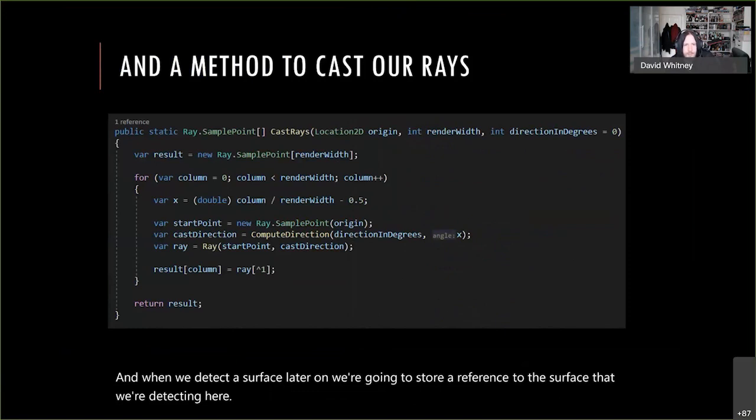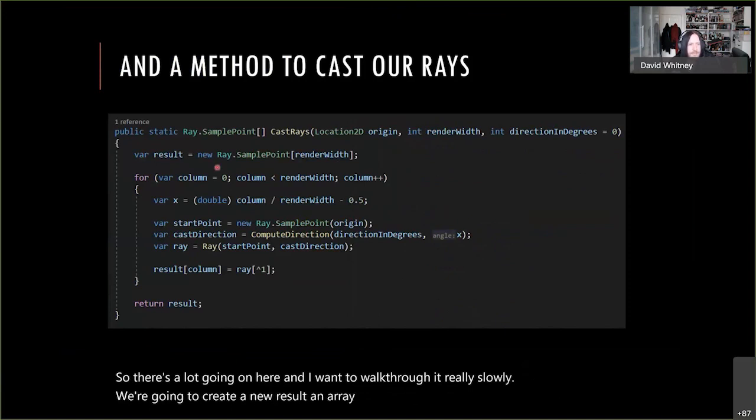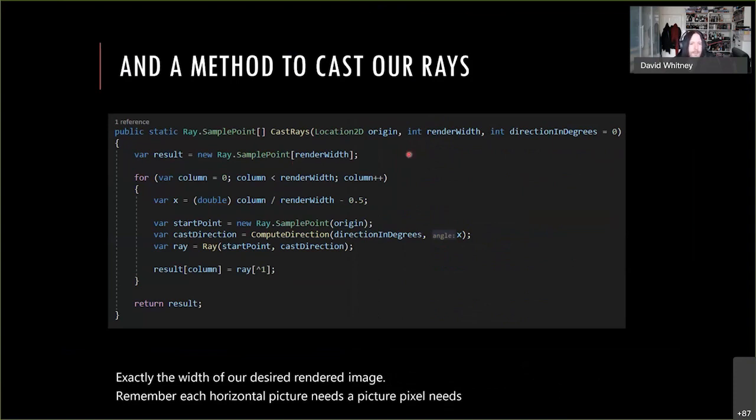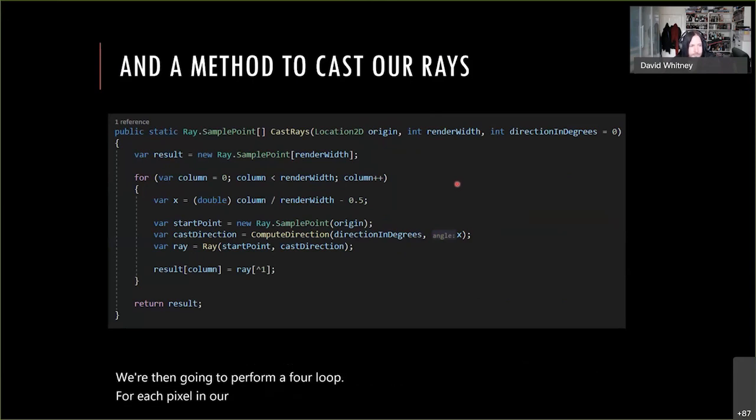So there's a lot going on here, and I want to walk through it really slowly. We're going to create a new result, an array of sample points, exactly the width of our desired rendered image. Remember, each horizontal pixel needs a ray casting. We're then going to perform a for loop for each pixel in our target horizontal resolution and shoot a ray.